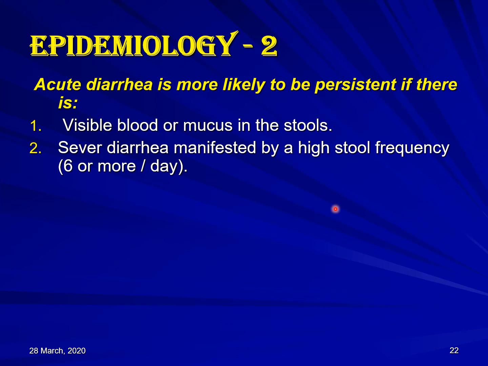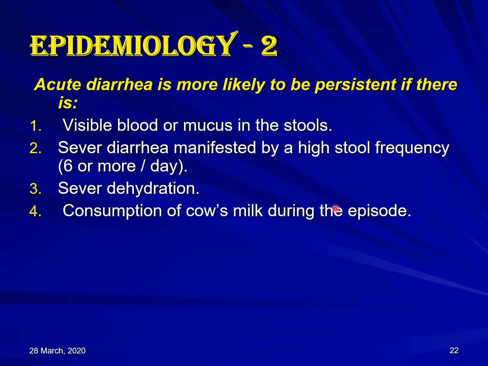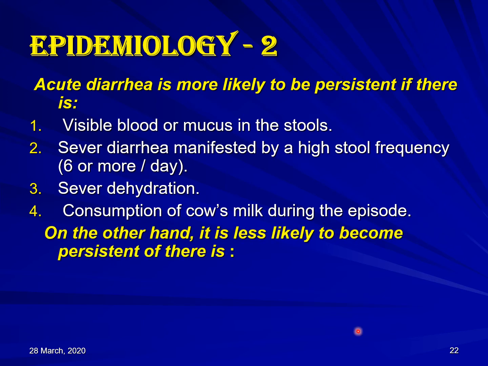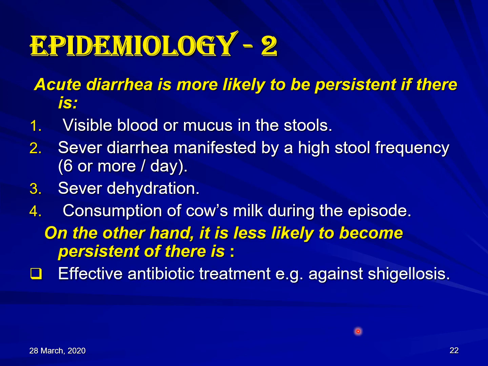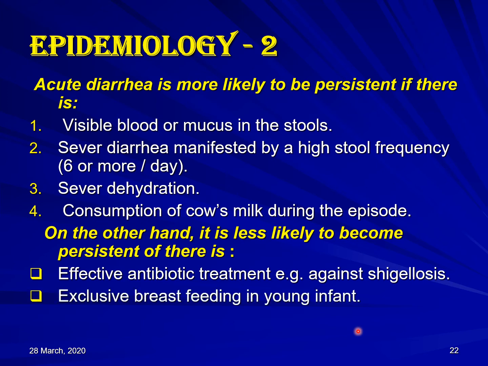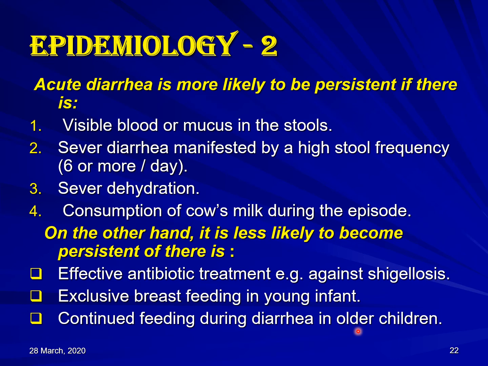Severe diarrhea manifests by high stool frequency, 6 or more times per day, severe dehydration, and consumption of cow's milk during the episodes. A patient on cow's milk or formula is more likely to persist than a patient on exclusive breastfeeding. On the other hand, it is less likely to become persistent if there is effective antibiotic treatment against shigellosis, for example, exclusive breastfeeding, and continued feeding during the diarrhea in older children.